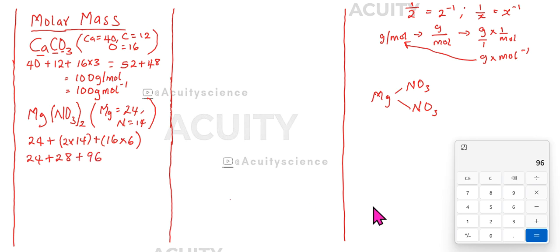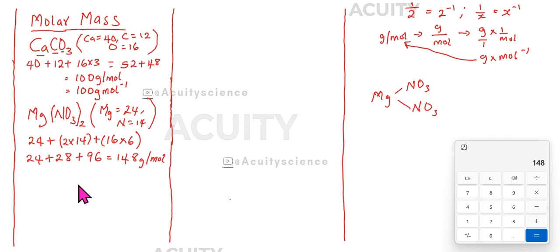All right, so add that to 28 and to 24. Okay, we have 148 grams per mole. Good. So this is about it.